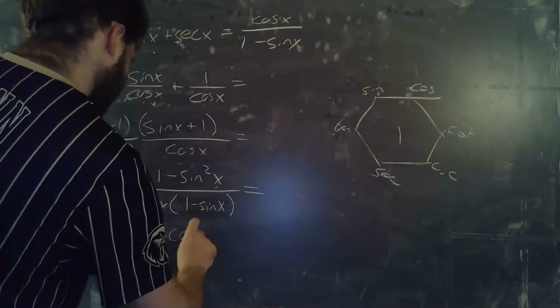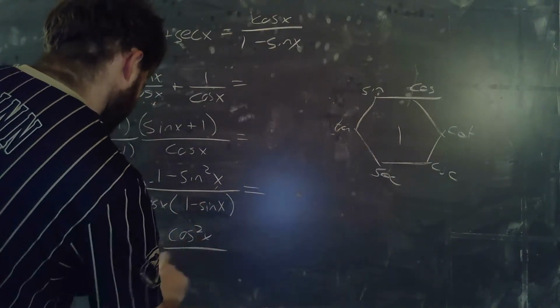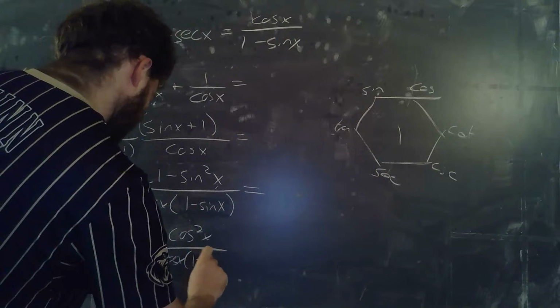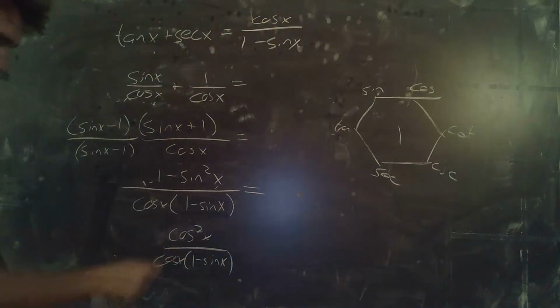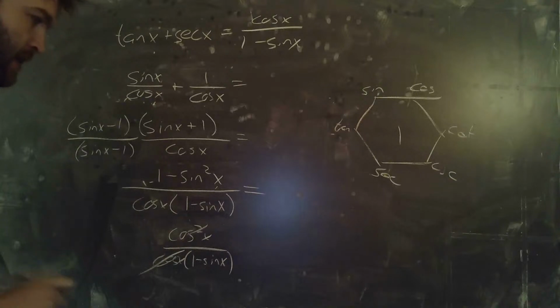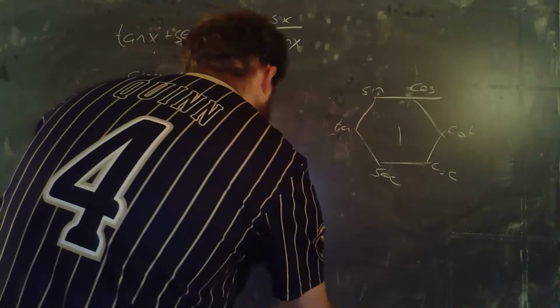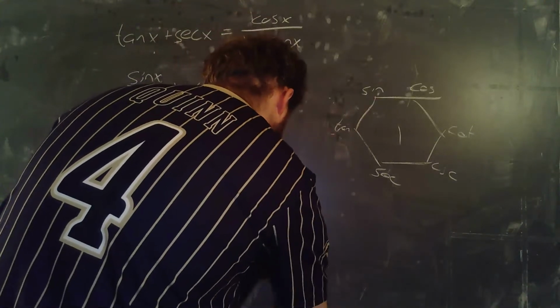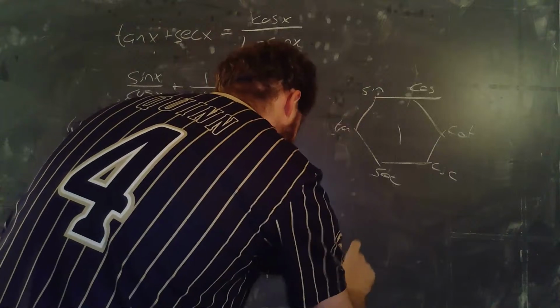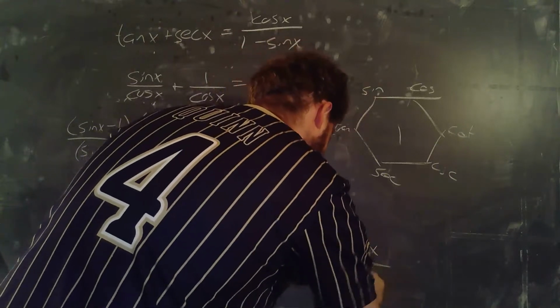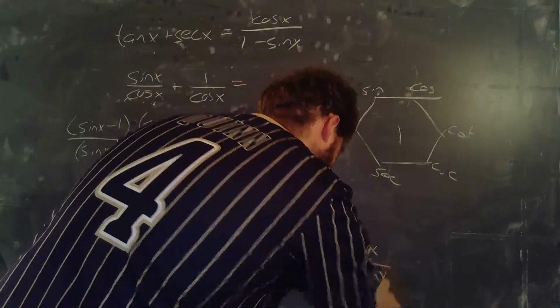Then notice we will have cosine squared of x over cosine of x times 1 minus sine of x. And at this point, it should be pretty obvious. You see we have a cosine on bottom and one cosine on top, which will be precisely the cosine of x over 1 minus the sine of x, which is your required identity.